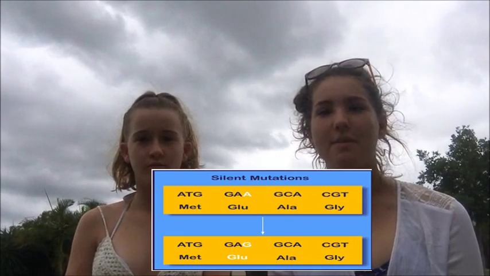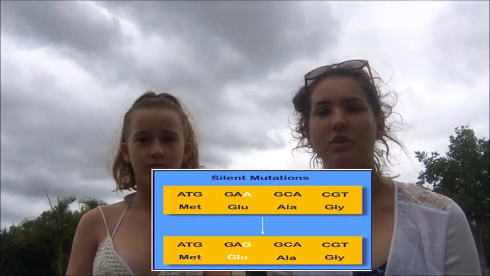A silent mutation is a mutation where nothing happens to change the amino acid. A silent mutation can still have a phenotypic effect, like speeding up or slowing down protein folding. The mutation is there, but it does not have an effect on the organism in question. As you can see in the diagram, nothing happens to the amino acid when a silent mutation occurs.